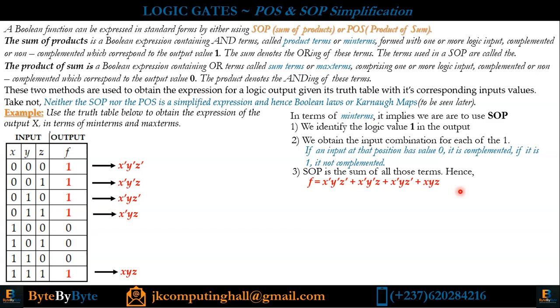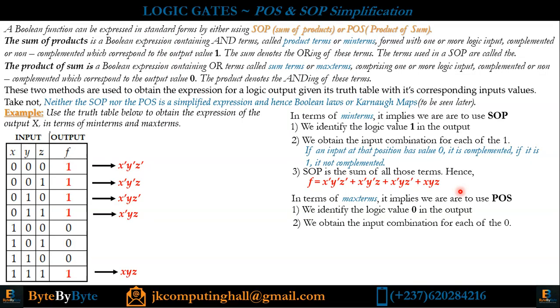We proceed. In terms of max terms, it implies we are using POS, product of sum. 1. We identify the logic value 0 in the output. As you can see, we obtain the input combination for each of the 0, but this one now is different. If an input at that position has value 0, it is not complemented. If it is 1, it is complemented. That is what we are saying. So these are the only values where we have 0. Let us see how to obtain these ones. This now is product of sum. That is, we are summing first of all before we take the product.